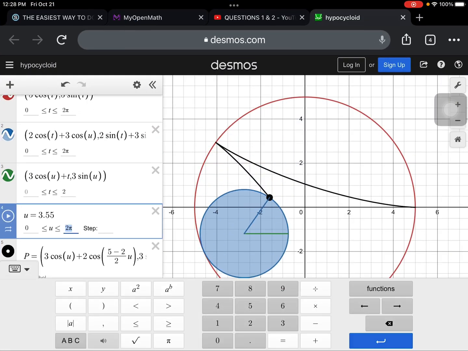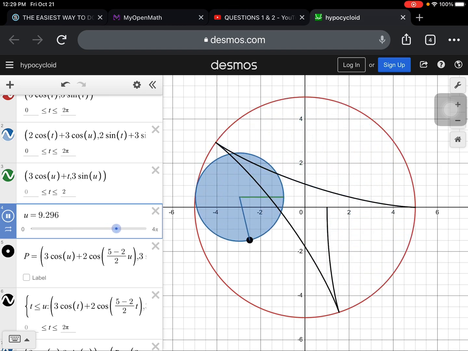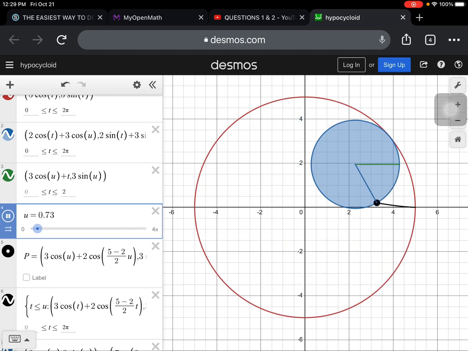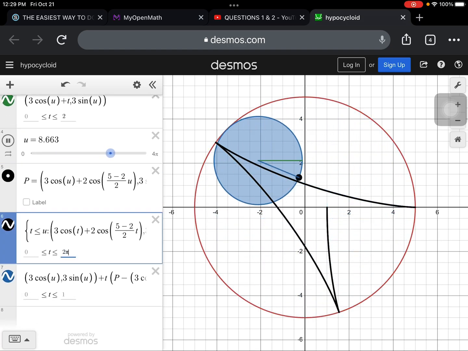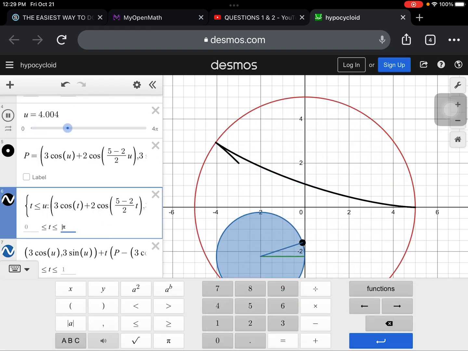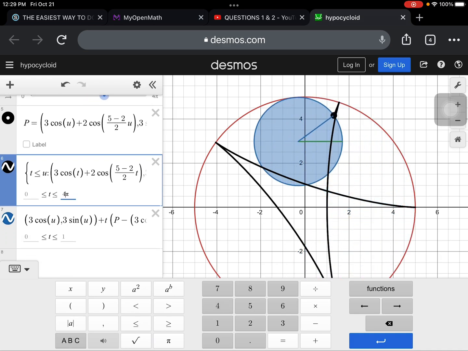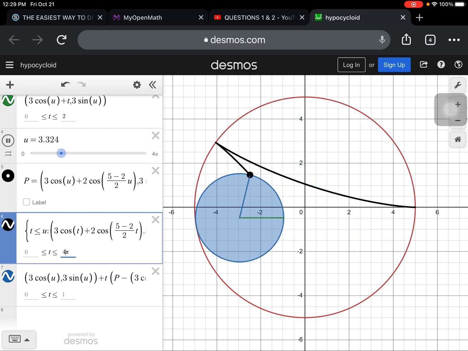If I change that maybe to, I think 4 pi will probably do the trick. If I change that to 4 pi, I need to change other things in these equations. So for example, I need to go down here and change that to 4 pi. And I think that's going to be okay. So yeah, there you go. Now it traces out the entire path.